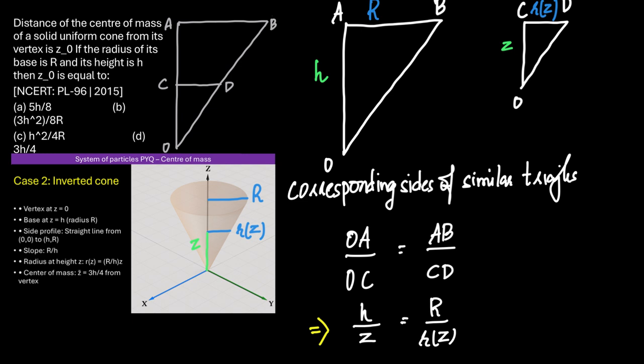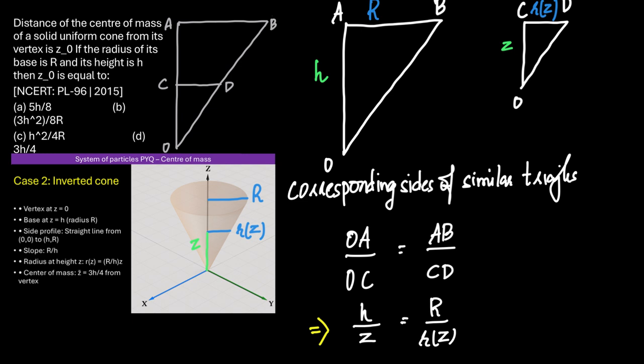Center of mass of a uniform cone: one, solid uniform cone; two, center of mass of a hollow uniform cone; three, center of mass of a hollow uniform cone cut into two halves. Fourth was center of mass of a solid uniform cone cut into two halves. Okay, so we discussed 4 cases, right? Yeah. So we have written the formulas for these 4 cases.